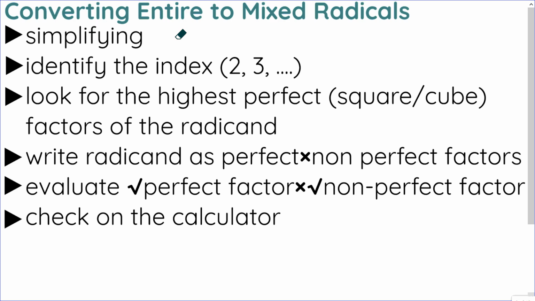Let's get started with entire to mixed, also called simplifying. So I want you to identify the index. Am I taking the square root or the cube root, etc.? Then look for highest perfect factors. So square root, I look for highest perfect square factors. Cube root, I look for highest perfect cube factors. And then I'm going to write the radicand as a new product. It's going to be the product of the perfect and the non-perfect factors. I'm going to evaluate the square root of the perfect factors multiplied by the square root of the non-perfect factors, whatever's left over. And of course, I'm going to check on the calculator.